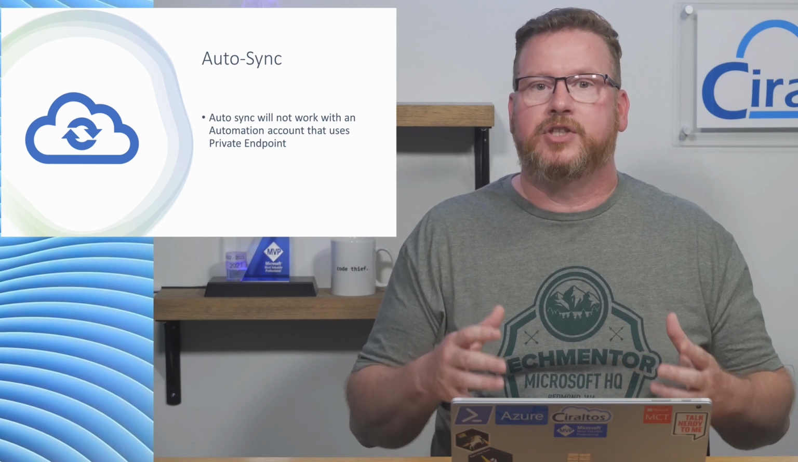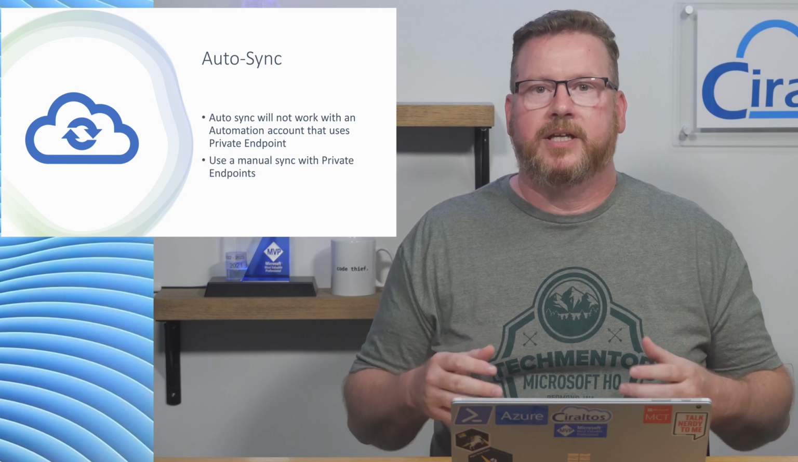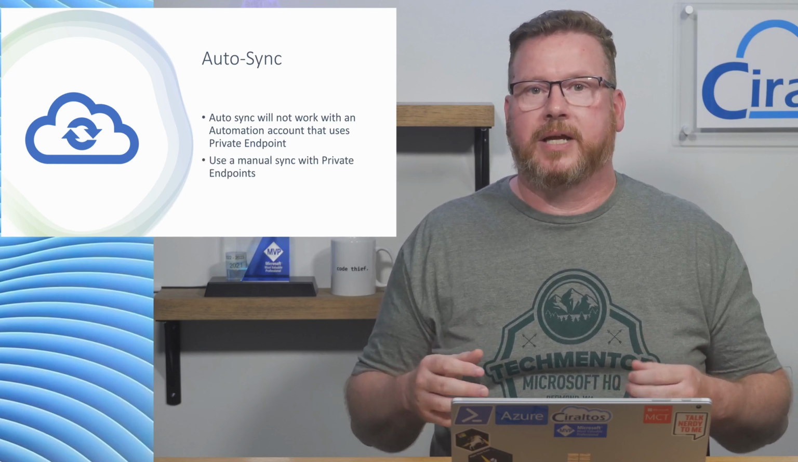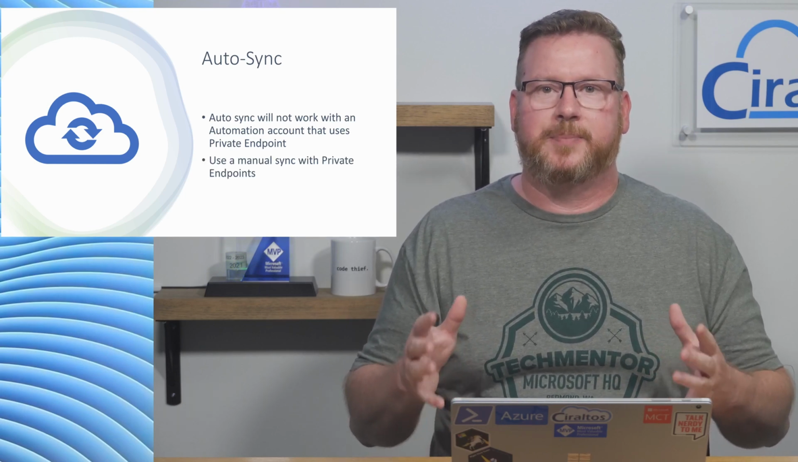One thing to note, automatic synchronization between the repo and the Azure Automation account only works if it's a public automation account. If you're using private endpoints, there's no way for the webhook invocation to reach the automation account. You can still use source control integration, it just has to be synchronized manually.